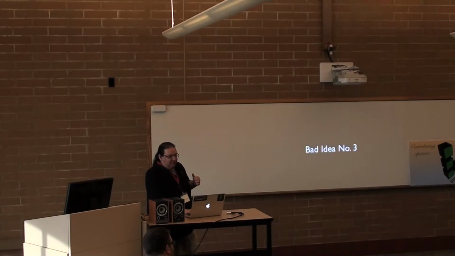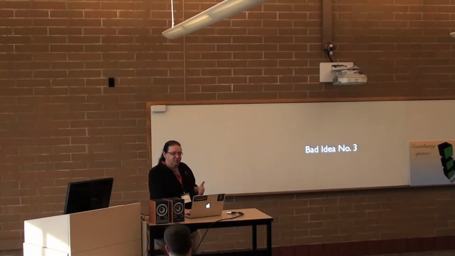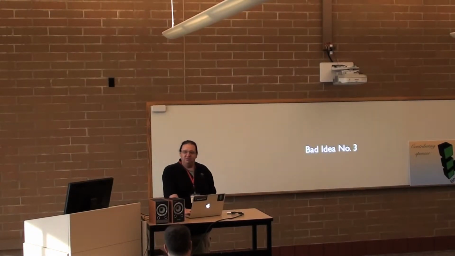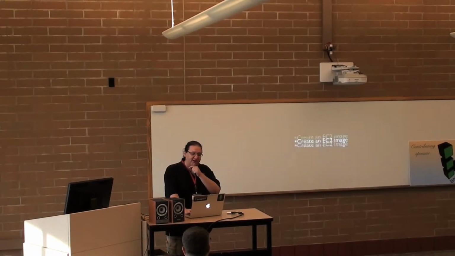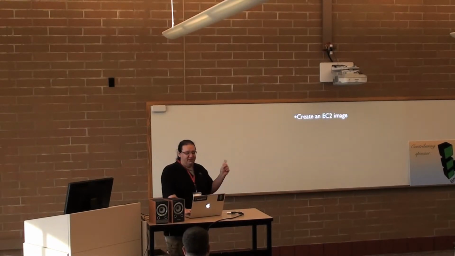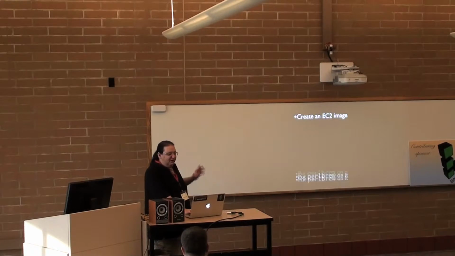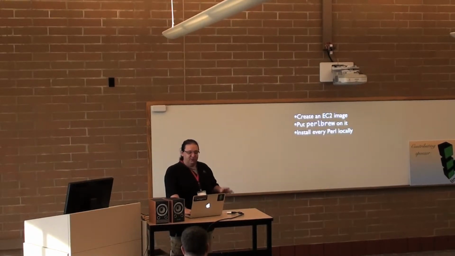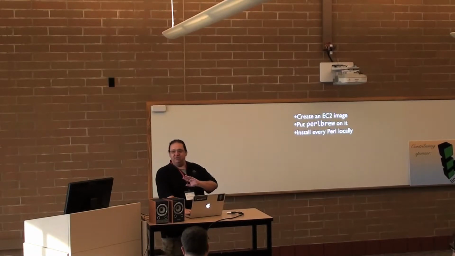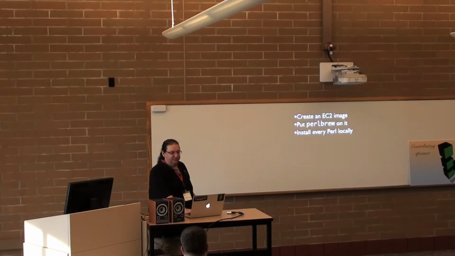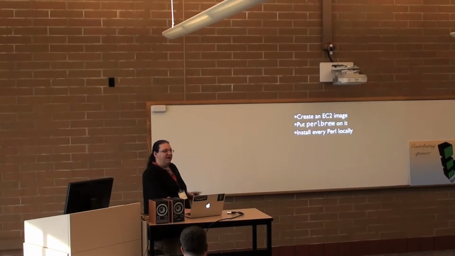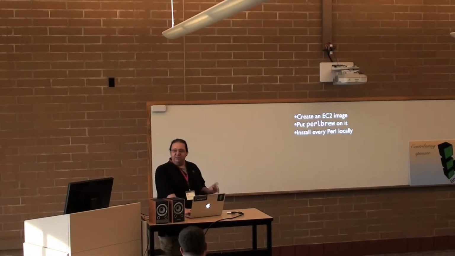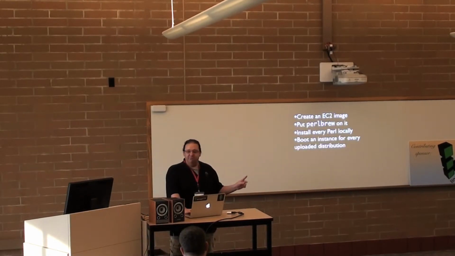So this led to bad idea number 3, which was the first prototype, since thrown away. We'll soon find out why. And it worked like this. I said, all right, I'm going to create an EC2 image, and I'm going to put Perl Brew on that image. And I'm going to use Perl Brew to install every version of Perl that I'm interested in, from 5.8 to 5.18. And every time a distribution is uploaded to CPAN, I'm going to boot an instance of this image.